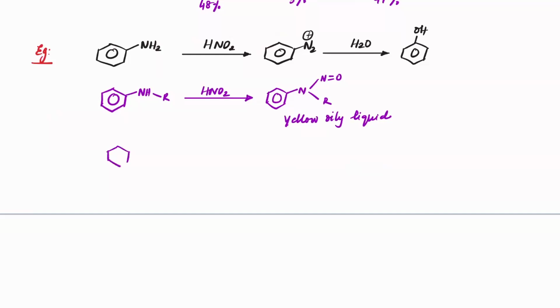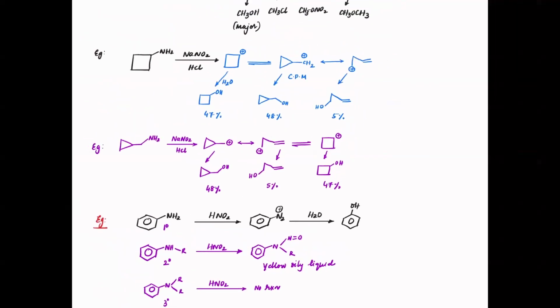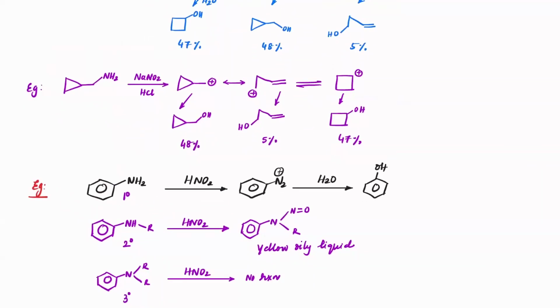Similarly, if you have R and R, that is a 3-degree amine. So this is 2-degree, 1-degree, and 3-degree amine with HNO2. So we will get this as N, correct? Sorry, I'll simply write it as no reaction. That's easier than writing it out. So this is the same as alkyl or aryl. Okay. So I hope you guys got this. What are the important reactions that you need to emphasize here?